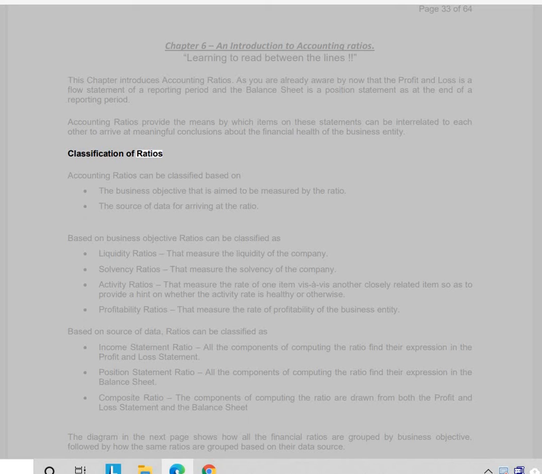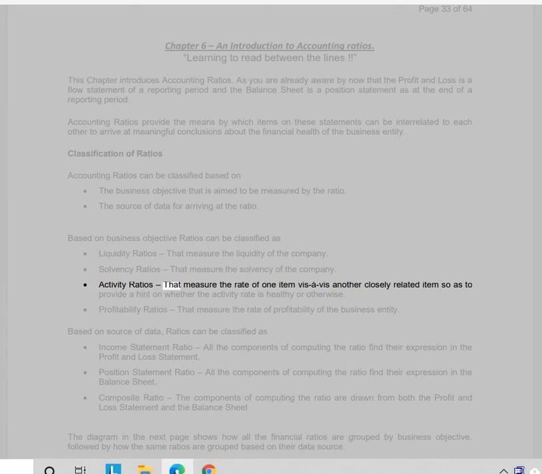Classification of ratios. Accounting ratios can be classified based on the business objective that is aimed to be measured by the ratio, and the source of data for arriving at the ratio. Based on business objective, ratios can be classified as liquidity ratios, that measure the liquidity of the company, and solvency ratios, that measure the solvency of the company.